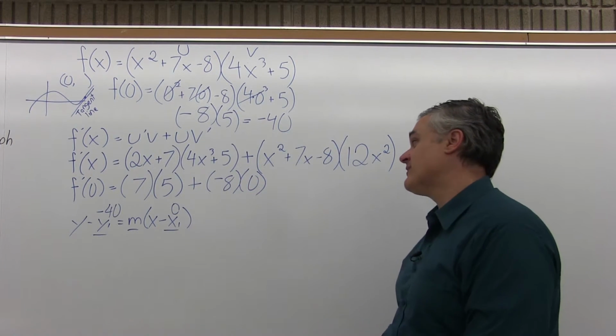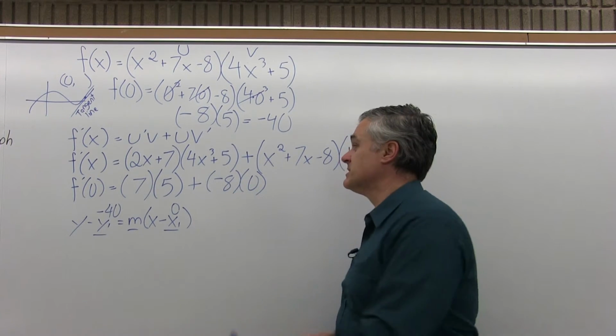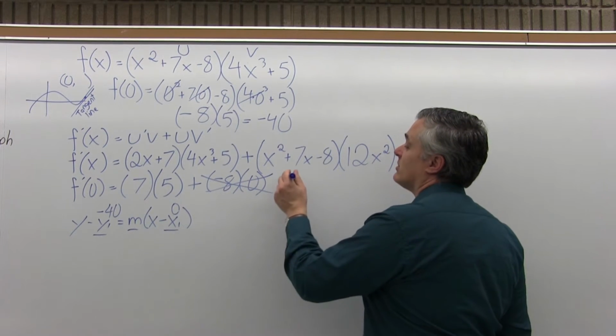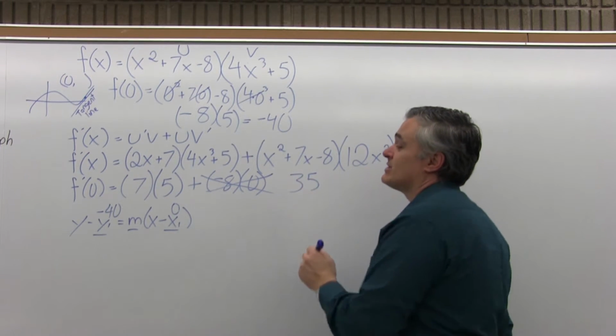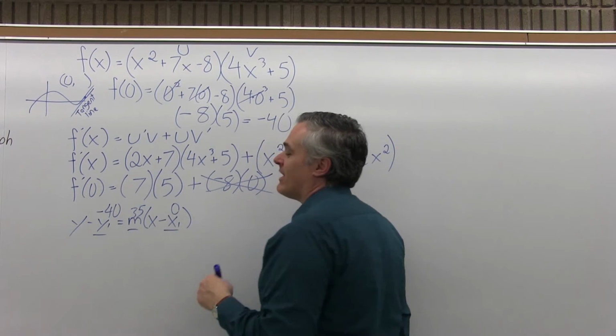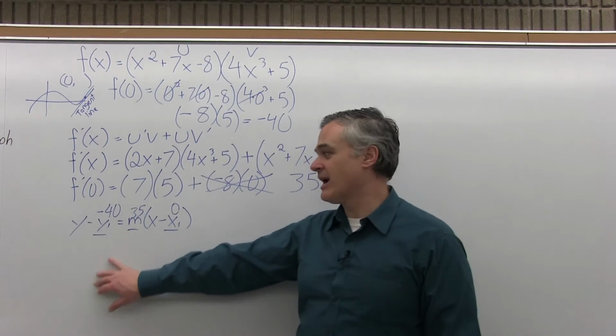So 7 times 5 plus negative 8 times 0. Well, negative 8 times 0 is 0, so I can just really get rid of that. 7 times 5 is 35. So that's the slope, 35. So now I have everything I need to fill in my formula for the equation of a straight line.